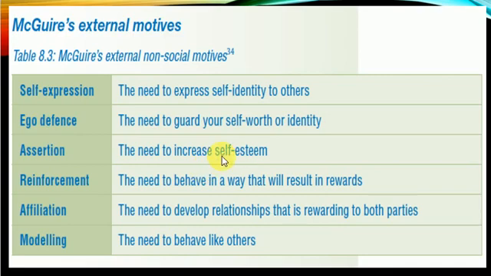If you look at Maguire's external motives, or non-social motives, so to speak, we look at self-expression, the need to express yourself, your own identity. The assertion motives, the need to increase our self-esteem. Our affiliation motives, need to develop relationships that is rewarding to both parties. In other words, belonging to a specific or affiliating to a specific reference group, for instance. Our modeling motives, the need to behave like others do. These are all external motives according to Maguire's category.